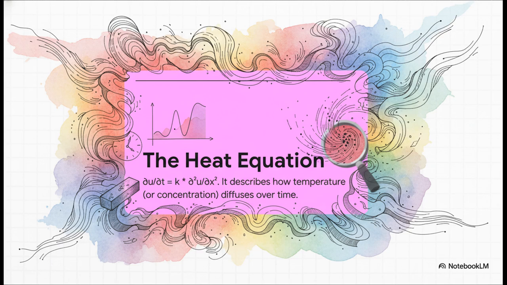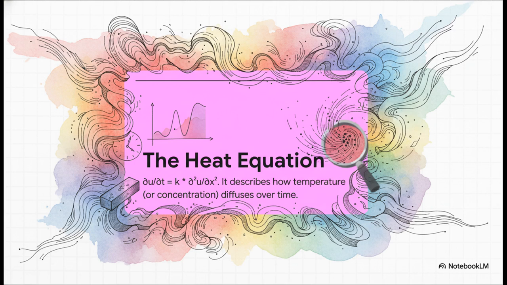That part on the left, du over dt, that's actually pretty simple. It's just asking how fast is the temperature, U, changing over time, t. The right side, though, d squared u over dx squared, that's the really clever part. It's the second derivative with respect to position x, and it measures the curvature of the temperature.